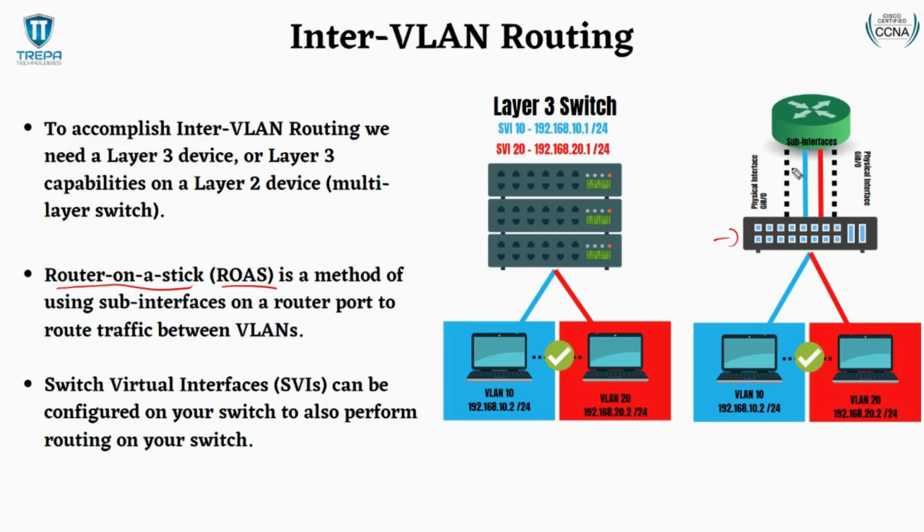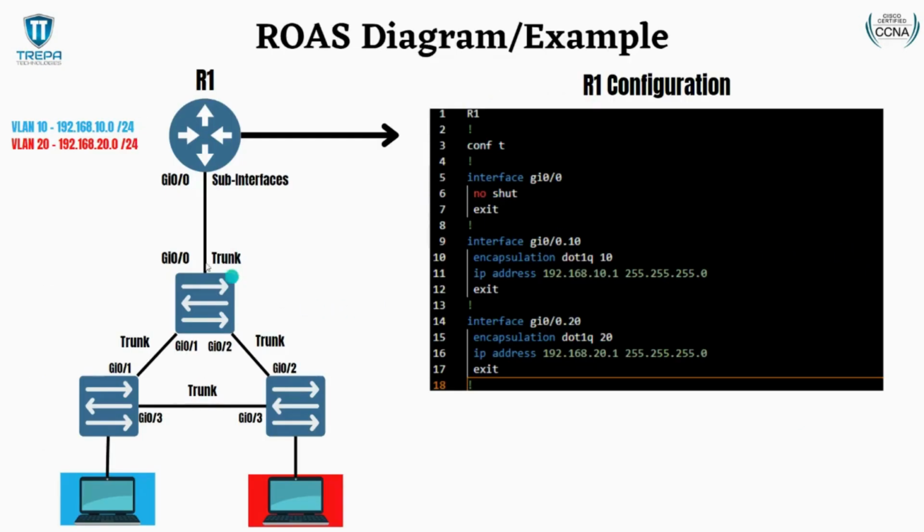We essentially create a sub-interface for each VLAN and assign it an IP address. We also tell that sub-interface how that traffic is going to be tagged coming to that IP. So with the sub-interface, we're also going to tell it encapsulation dot1q and then the VLAN ID that subnet is supposed to be for. And with switch virtual interfaces, this is how we can convert that layer 2 switch into a layer 3 switch that can also perform routing via these SVIs, or switch virtual interfaces. Let's take a look at a couple diagrams and examples.